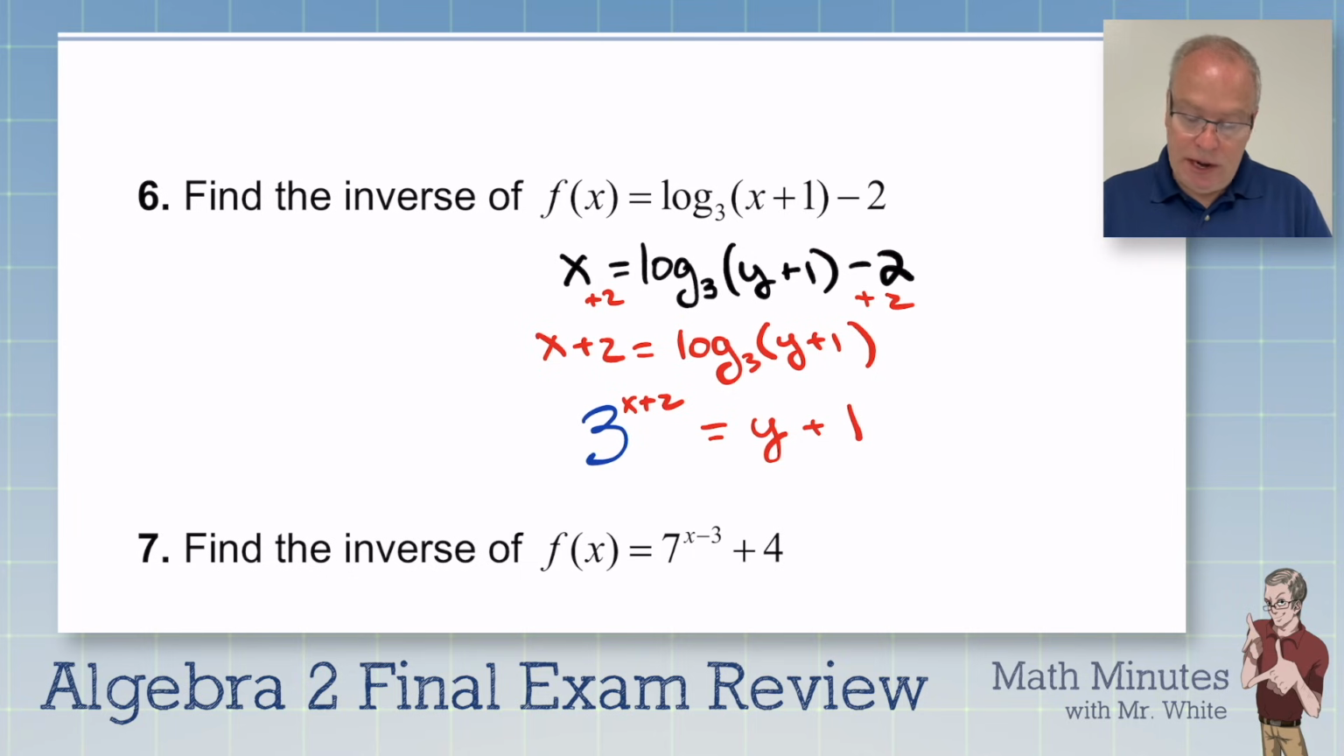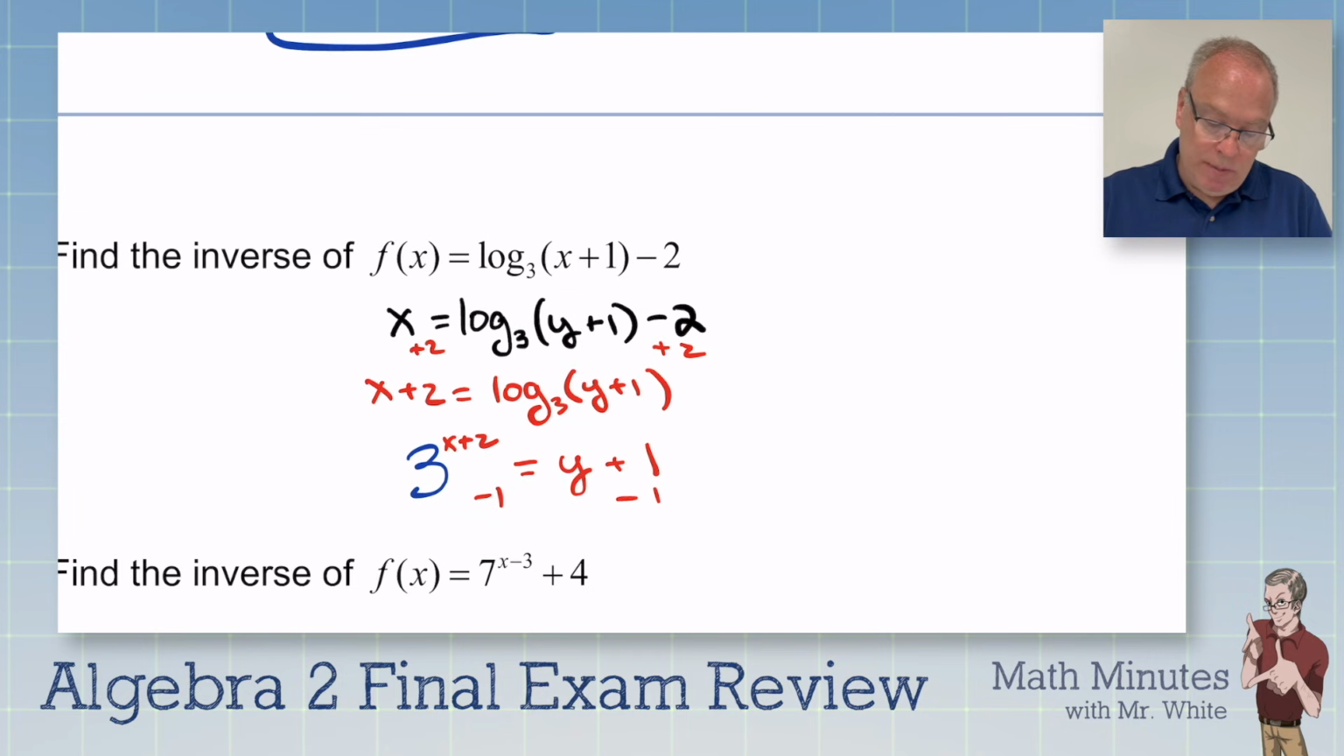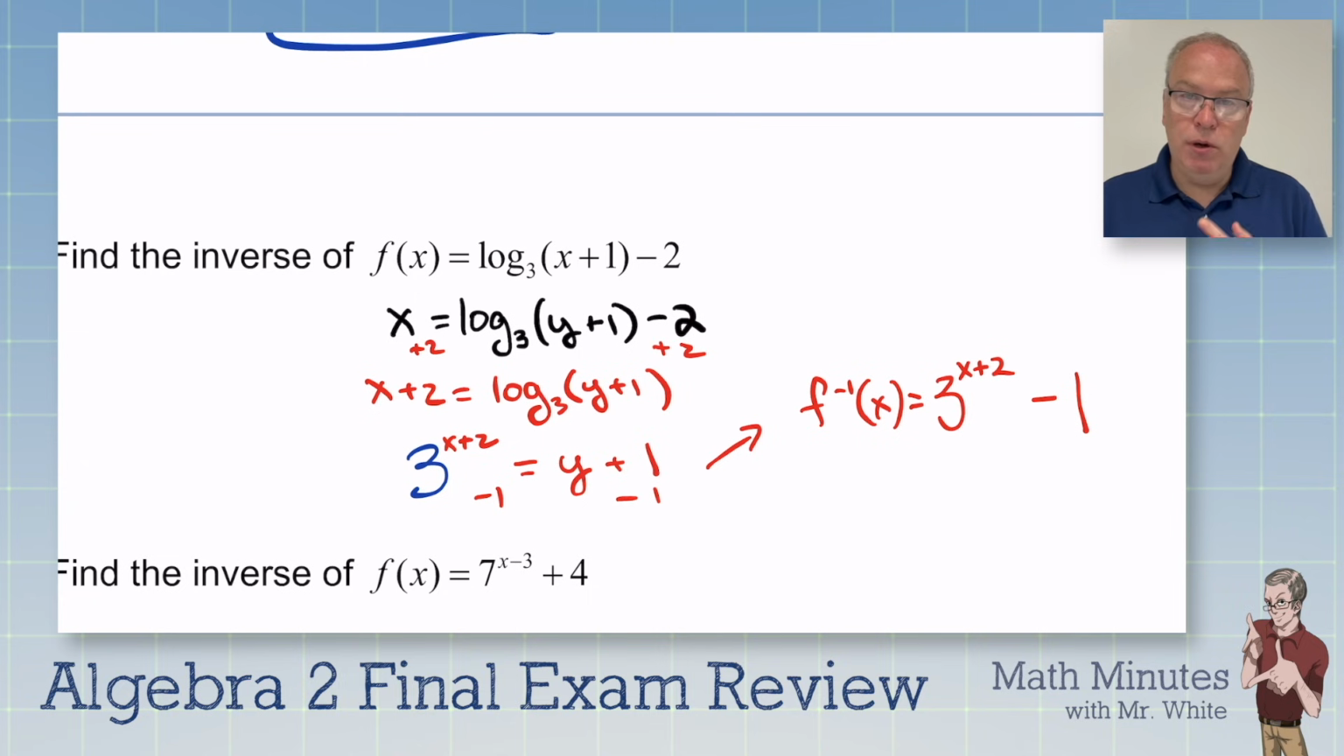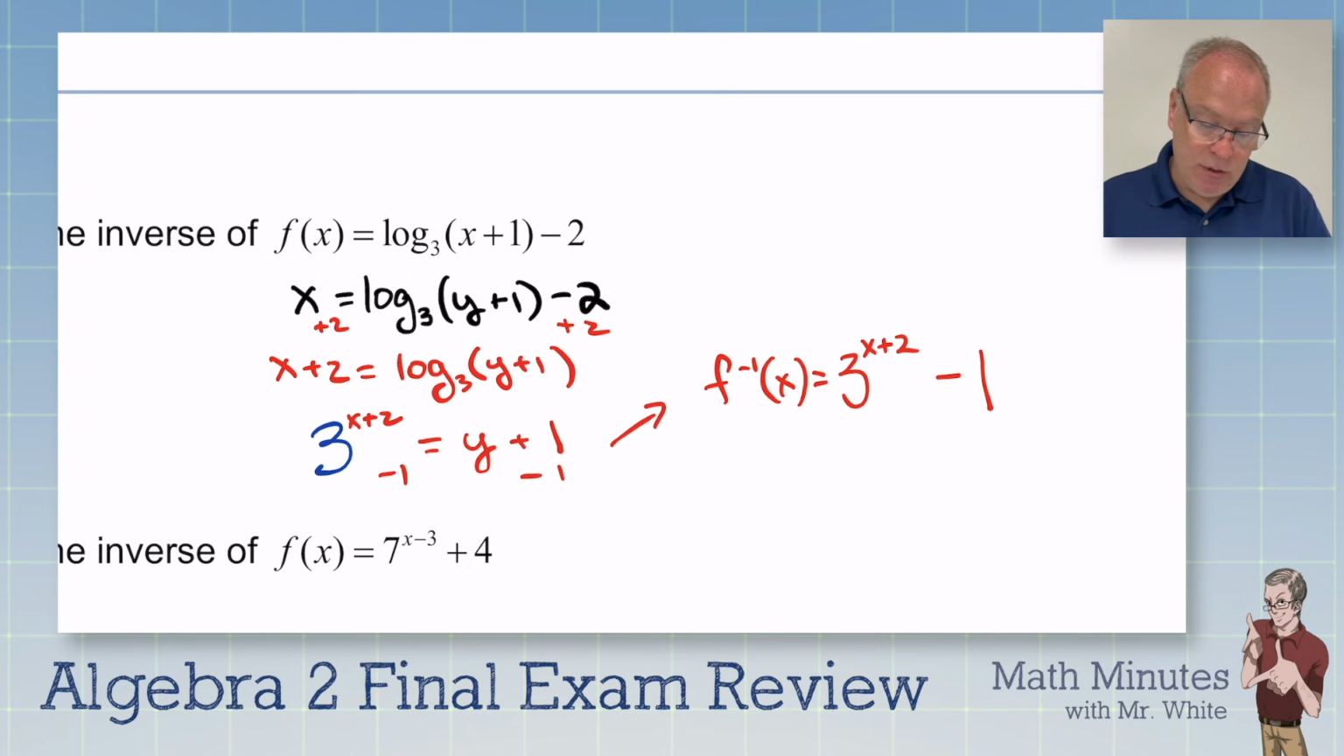Well, we're really close now. We just subtract 1 on both sides and we have the answer. So let me put it off to the side here. We end up getting the inverse of f is 3 to the x plus 2 power, minus a big 1. Or you could put negative 1 plus out front if you'd like to do it that way.